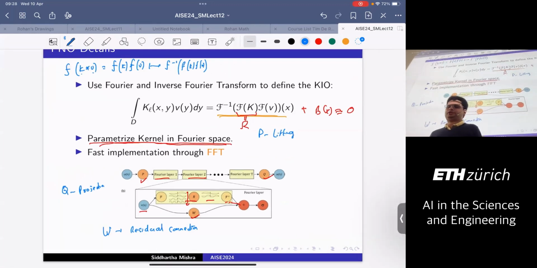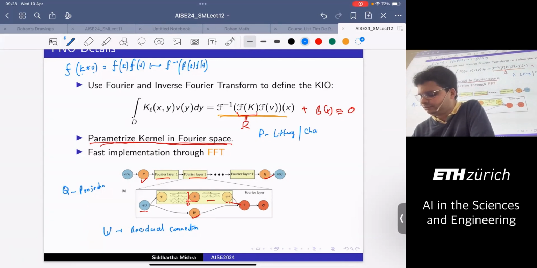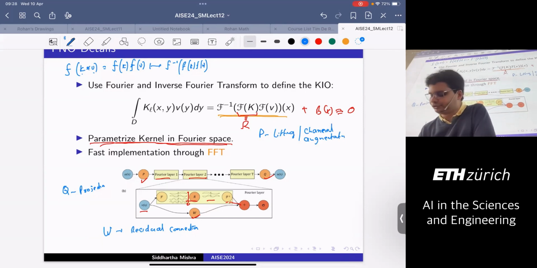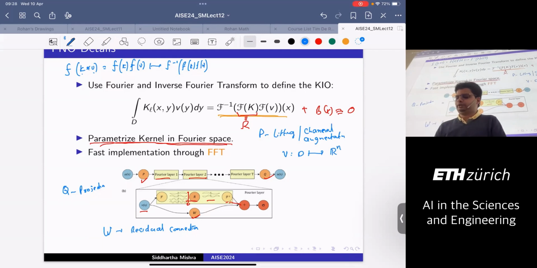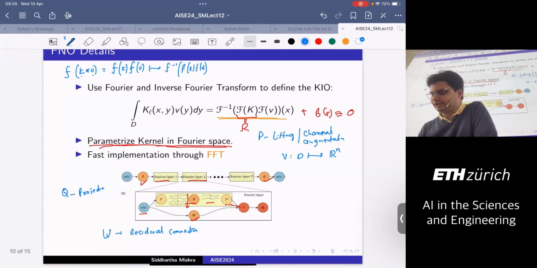Okay, so what are these lifting, projection, and residual connection layers? They are very simple. So let's start with P. P is essentially what is also called a channel augmentation. Remember that my input is a vector function. In general, it's not a scalar, it's a vector function. So V is a mapping from D to, let's say, Rn. What P does is just a linear map in general. You can make it into an MLP. Some people use an MLP, but the simplest version is that P takes this mapping V and produces a PV.